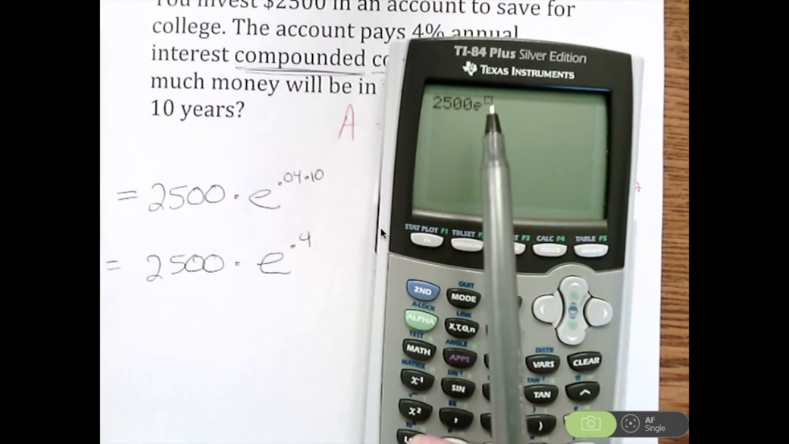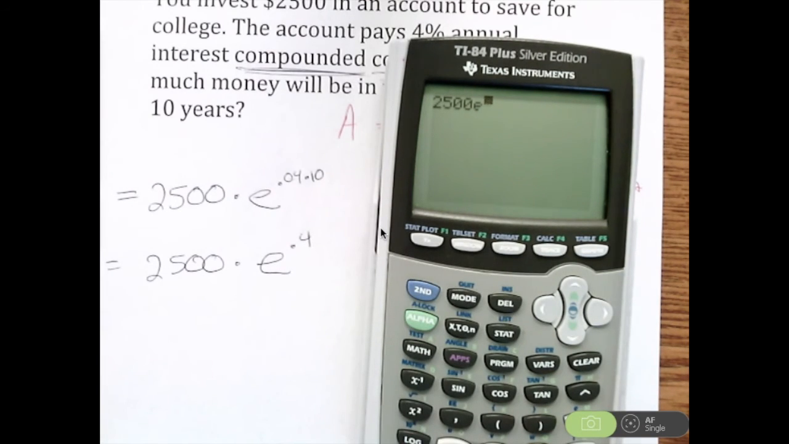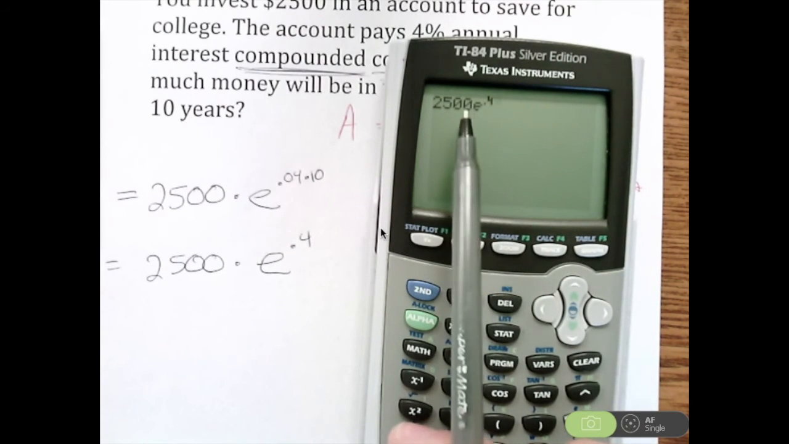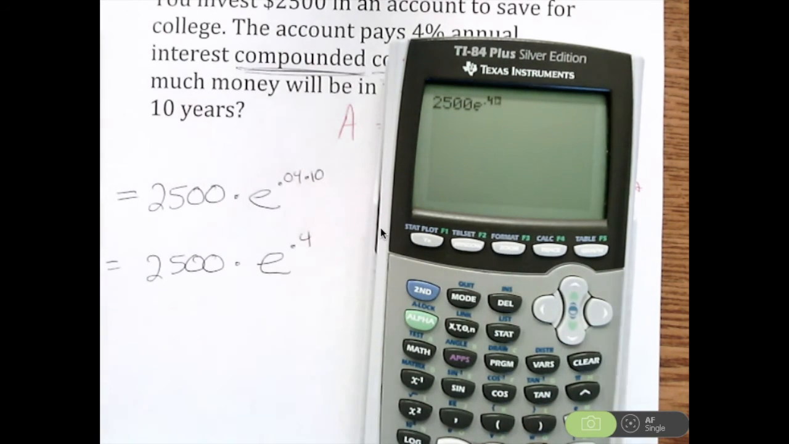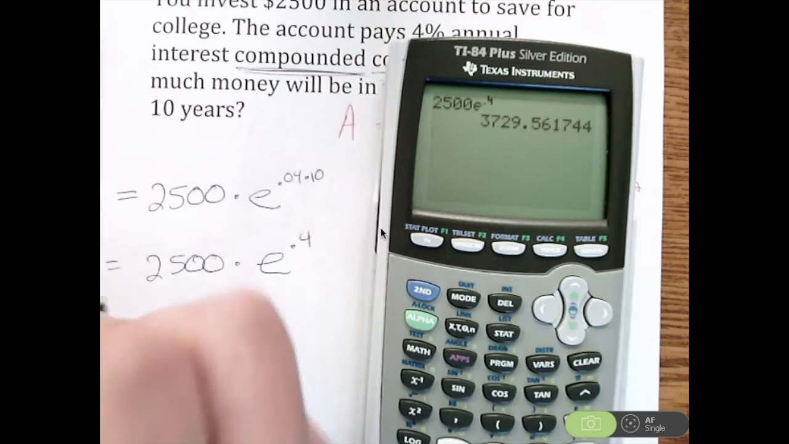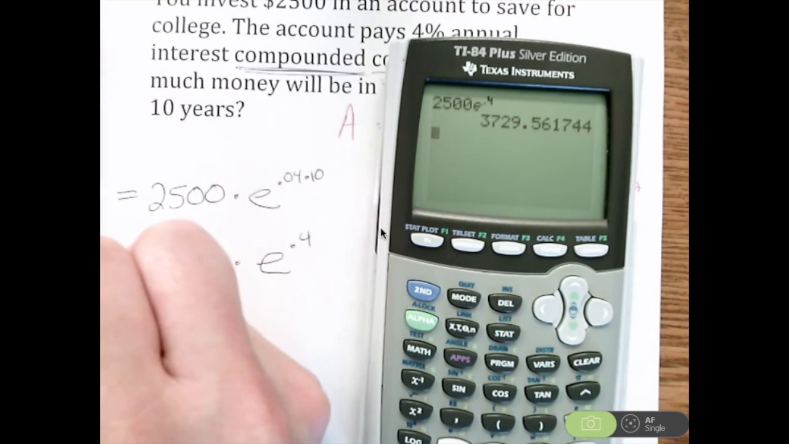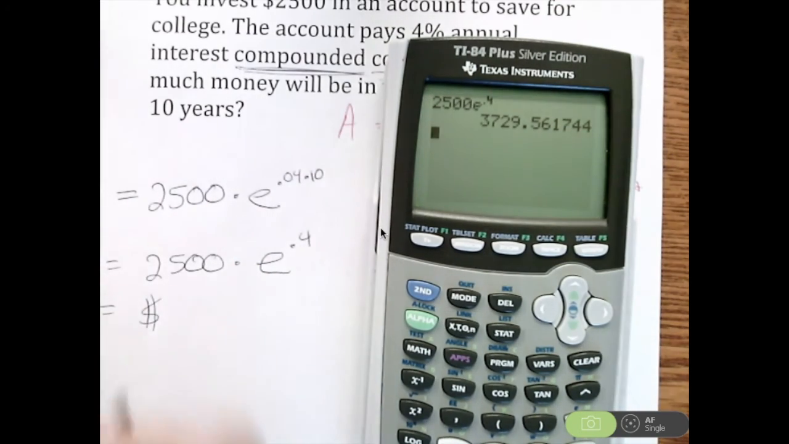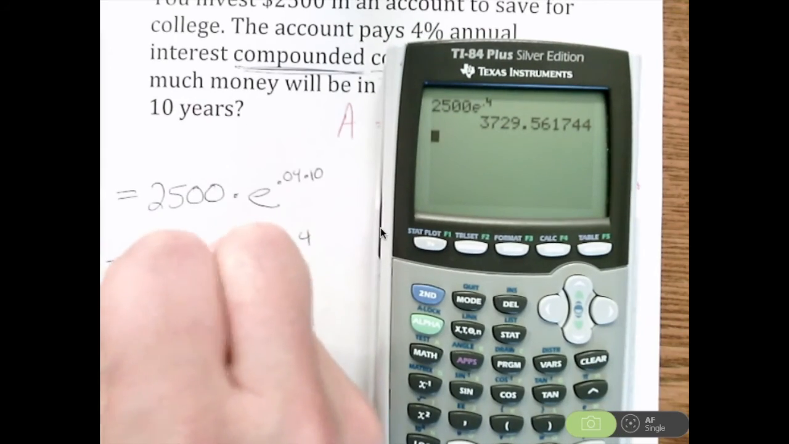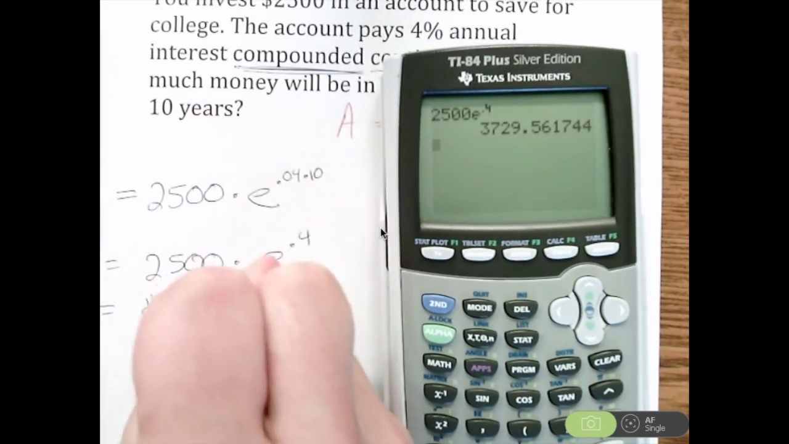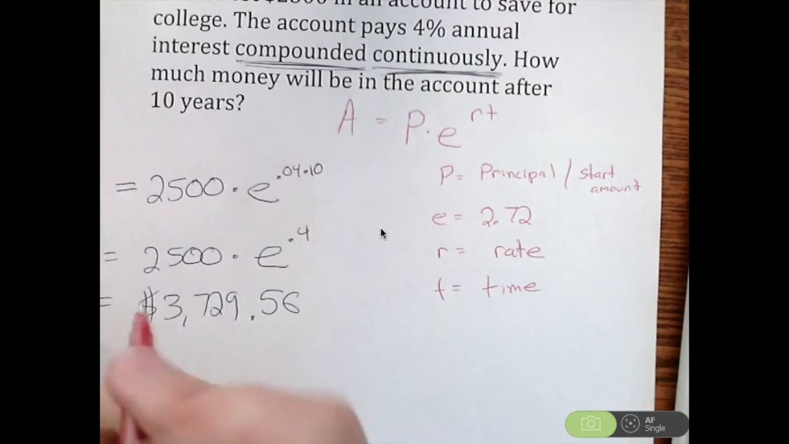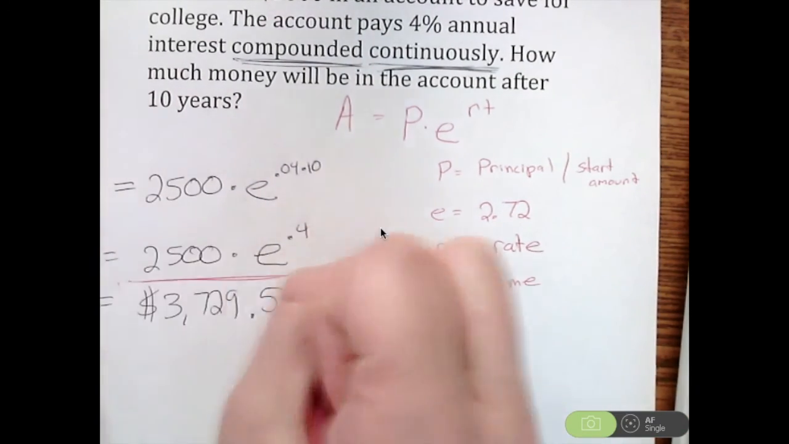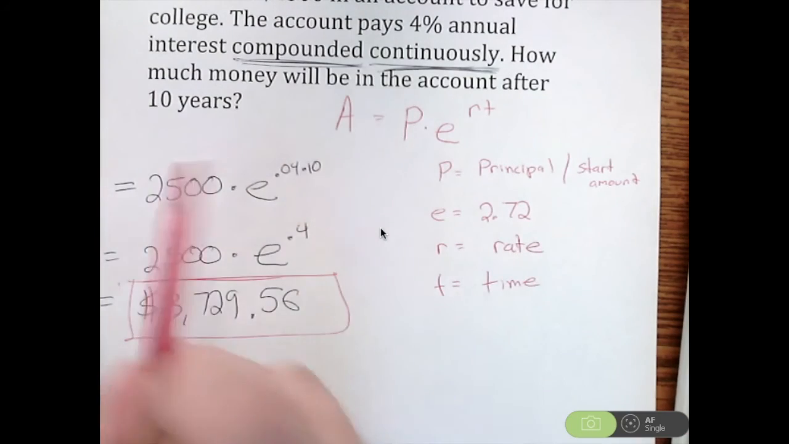2,500 e, and then my calculator has the space because I'm now in the exponent. For my exponent, I need 0.4, so I type that in. So I have 2,500 e to the 0.4 power. That's exactly what I wanted. You hit enter, and we get, and this is money, so $3,729.56. And that would be how much is in my account after 10 years.